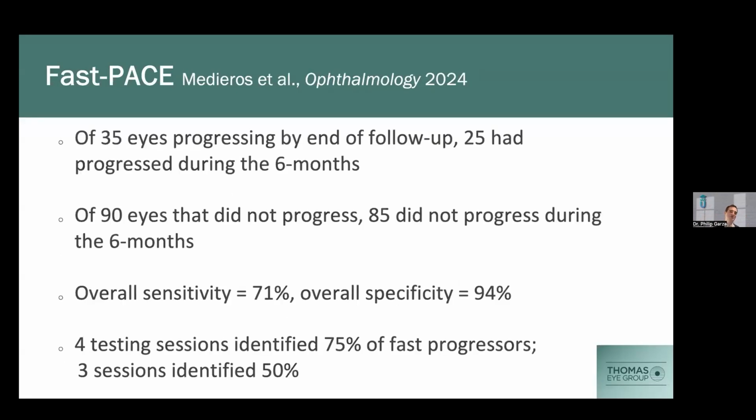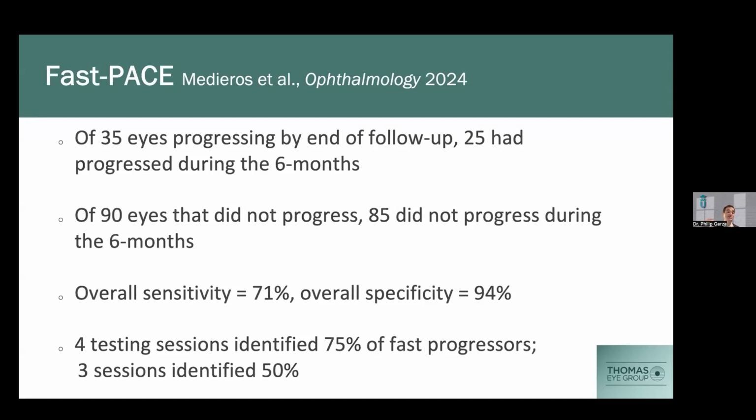So what this ultimately showed is that of 35 eyes that progressed by the end of the 2 years, 25 had progressed during the 6 months using this clustered strategy. Of 90 eyes that did not progress, 85 did not progress during the first 6 months. And so that gives an overall sensitivity of this clustered strategy of 71% and overall specificity of 94%.